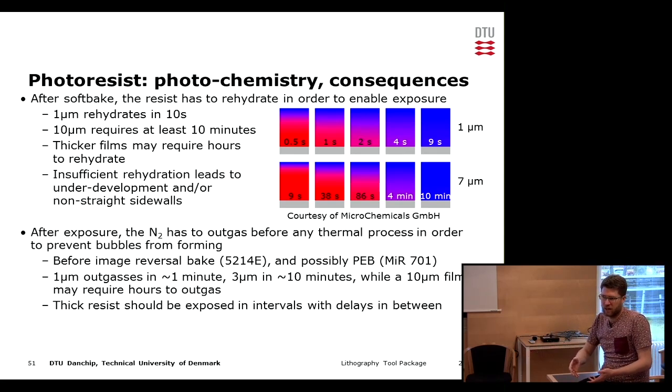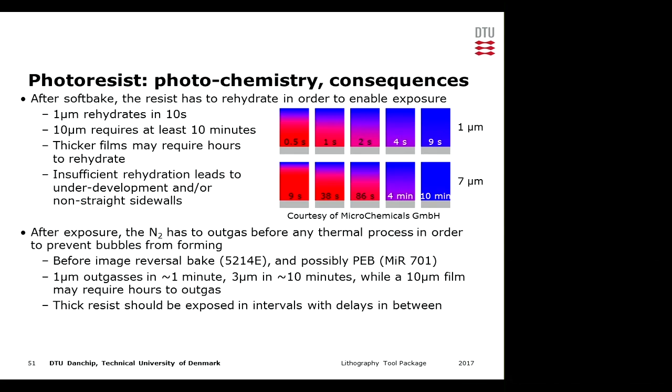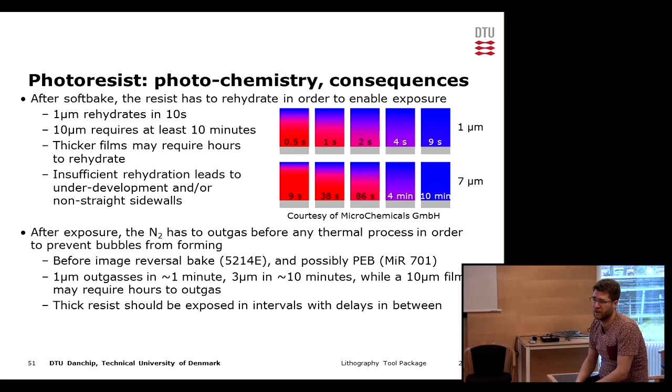So this is typically the case if you do the image reversal of the 5214E. So there you need the baking after the development, and if you do that too soon, the nitrogen is not allowed to diffuse out. And for some reason, nitrogen diffuses out slower than moisture diffuses in. So this is actually something that happens not in seconds, but in minutes. And if you go to thick films, it actually requires maybe hours to finish. So it's something to keep in mind, but only if you're using a thick resist.